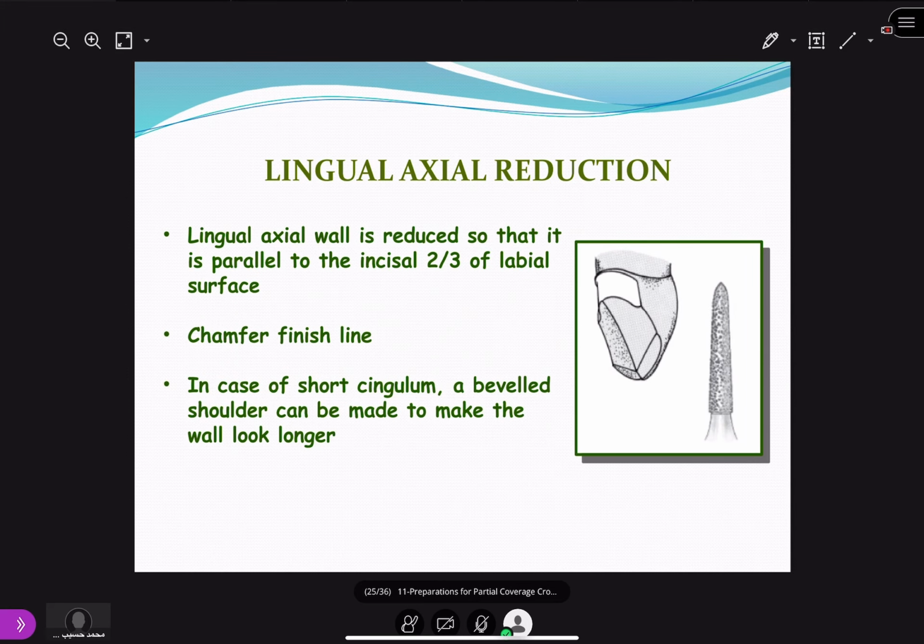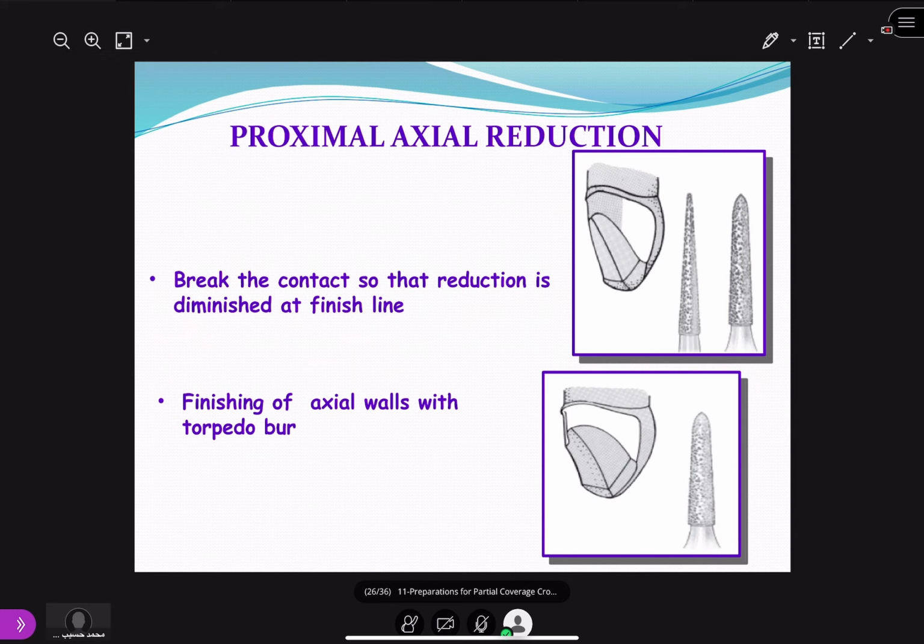So for the lingual axial reduction, again you will use the torpedo bur because we are making it in all metal materials. For all metal we will provide the chamfer finish line, and for that purpose you use the torpedo bur. For lingual reduction, the area between the cingulum and the incisal edge you use the flame shaped bur, and the area above the cingulum you use the torpedo bur because you have to provide the chamfer finish line.